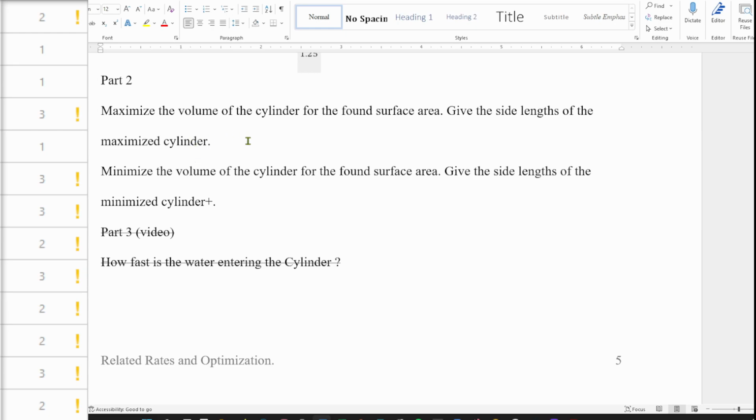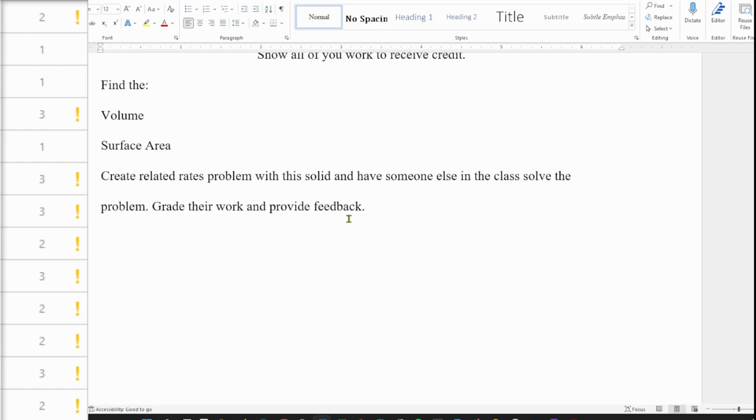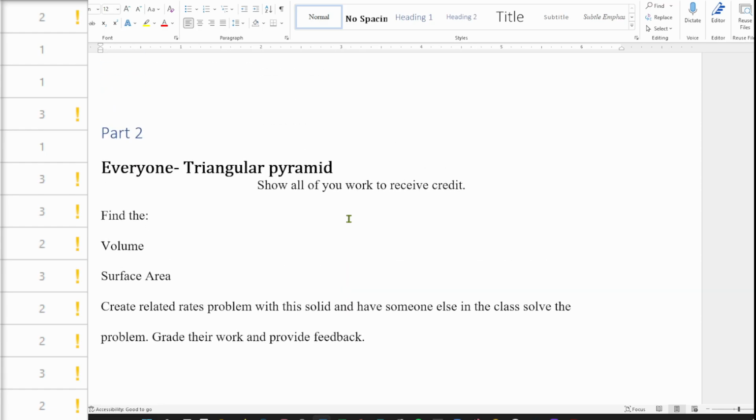You're going to use the given values here. There are no up in the air terms, and you don't have to use any of your information from above. And then this is the part everyone's going to do. You're going to find the volume of the shape. You're going to find the surface area of the shape. And you're going to create your own problem. You're going to hand it off to a peer in the class. They're going to solve it. Then you're going to grade it and provide feedback.